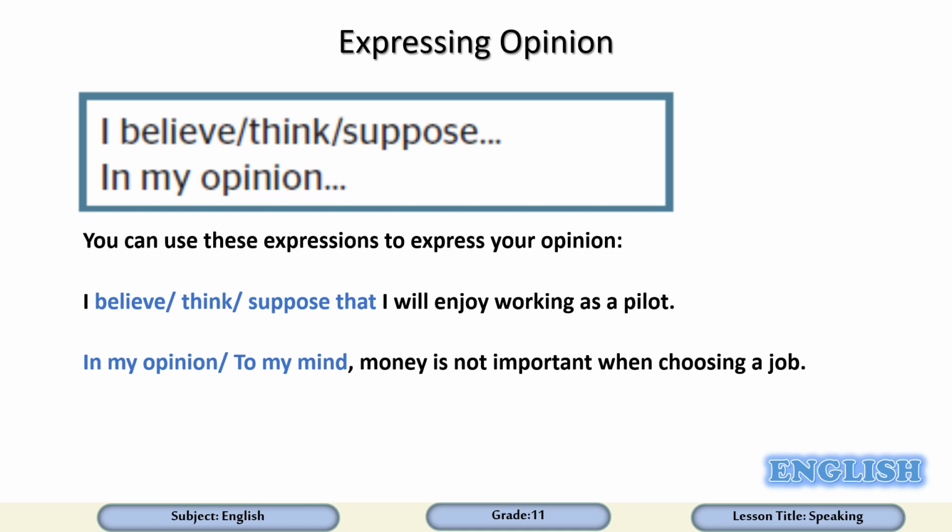Let's go now with the second box, and it contains expressions that you can use to express your opinion. For example, you can use I believe, I think, I suppose, or in my opinion, or to my mind. For example, I believe that I will enjoy working as a pilot. Or, in my opinion, money is not important when choosing a job.